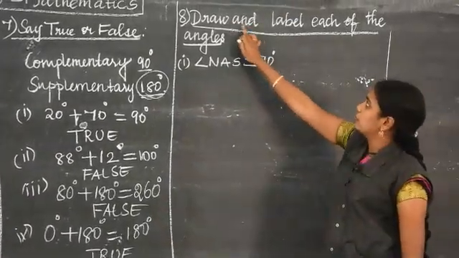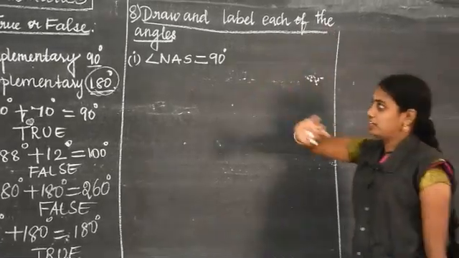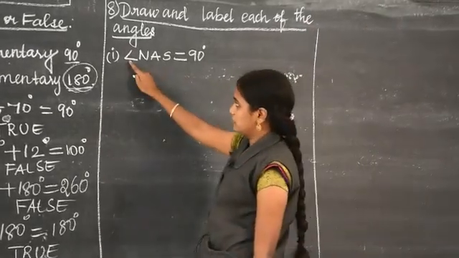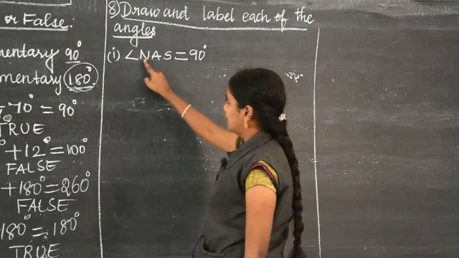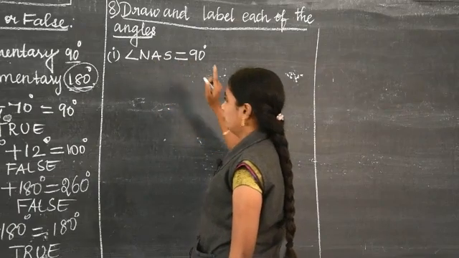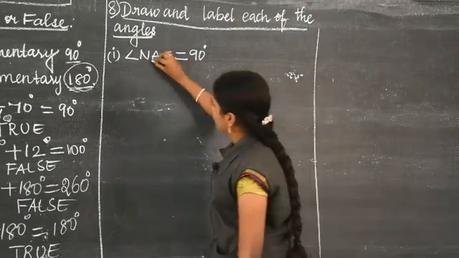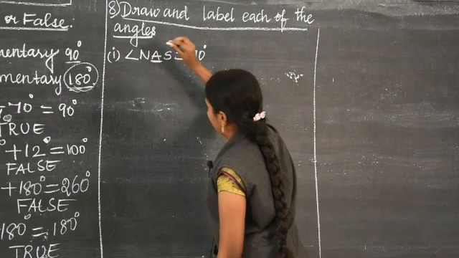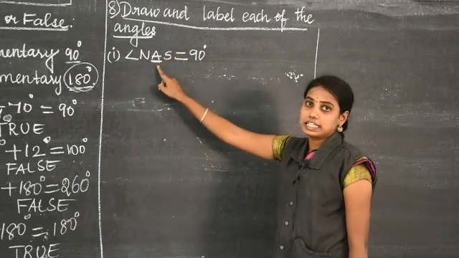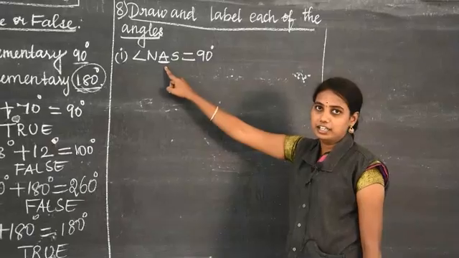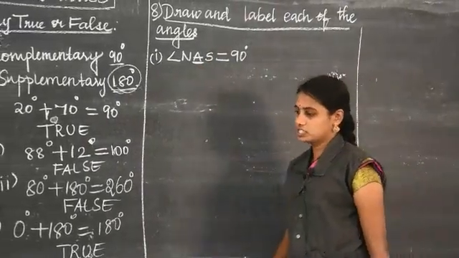Question number 8, draw and label each of the angles. What symbol is it? Angle. Angle NAS equal to 90 degrees. So the angle should be formed for letter A. Don't forget this.